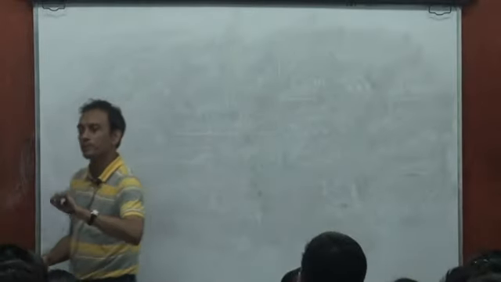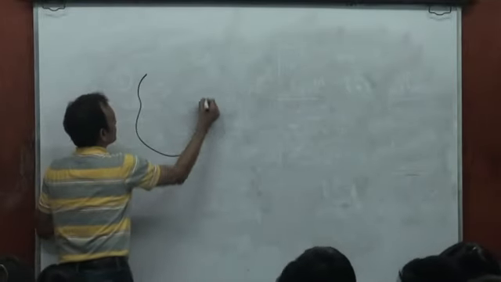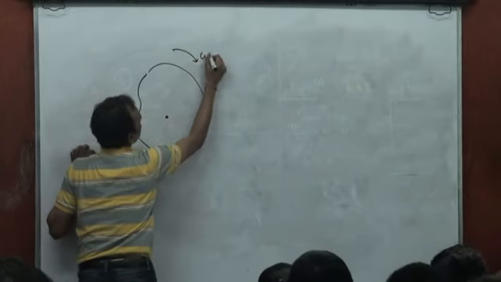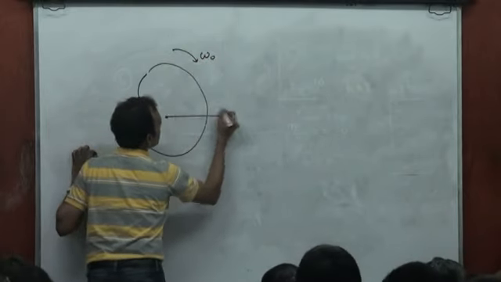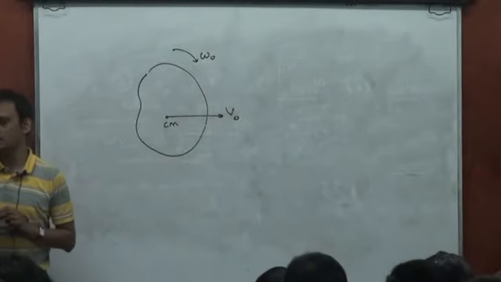You know what an impulsive force is? A force that acts for a very short time, that's an impulsive force. Right? So, if there is a rigid body, and let's say initially it has an omega naught and its center of mass has a velocity v naught.